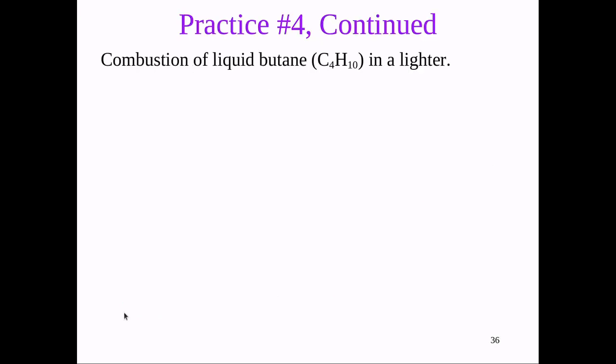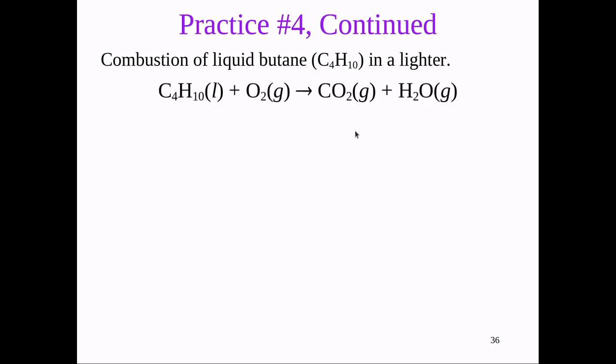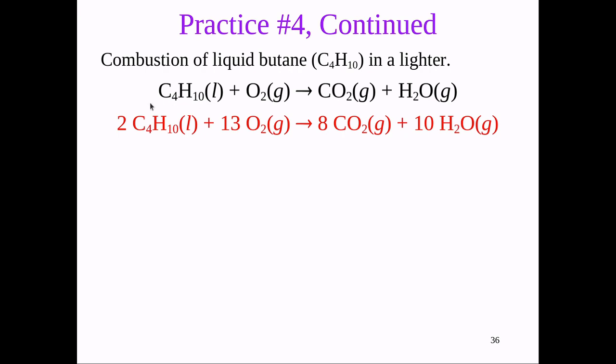We can try one more combustion, the combustion of liquid butane in a lighter. Bute literally means 4. We have C4H10 as a liquid because it's indicated in the problem, plus our O2 gas. This only has carbon and hydrogen. It's going to produce CO2 and water. I'll give you guys a moment to balance it. And we wind up with this balanced equation in the end. And you probably wanted to use a fraction here in order to balance this guy at the very end.